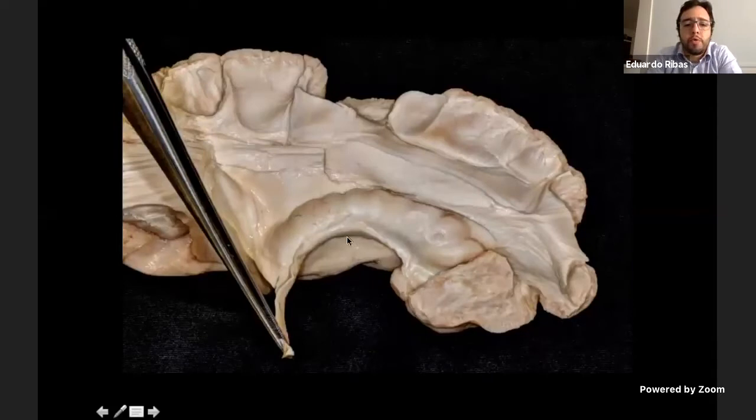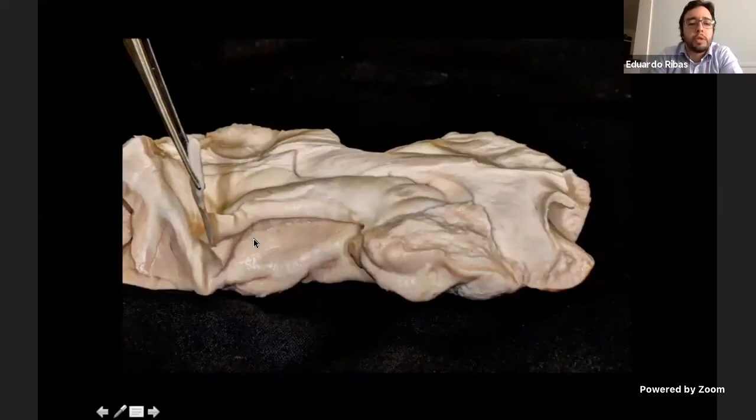On the superior view, we can see here, the thalamus was here. It was resting here all over the subiculum. And if we see the space between the subiculum and the fornix, we see these more vertical gyri. These are the dentate gyri.